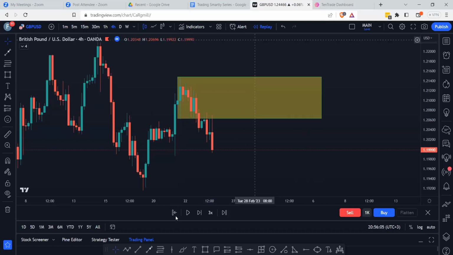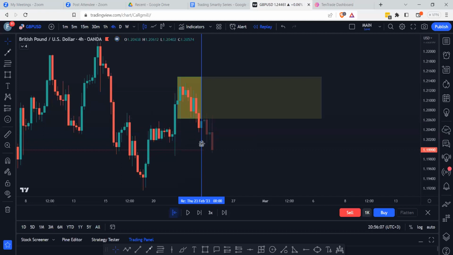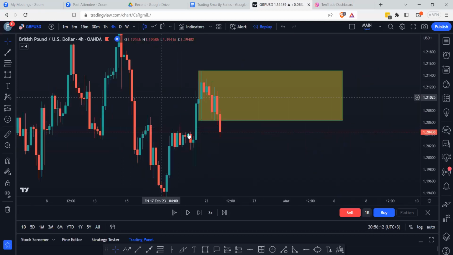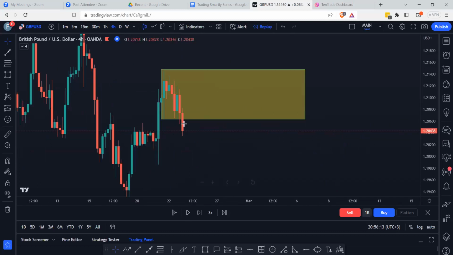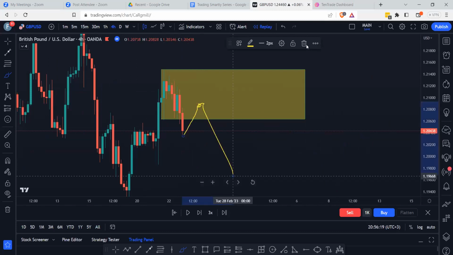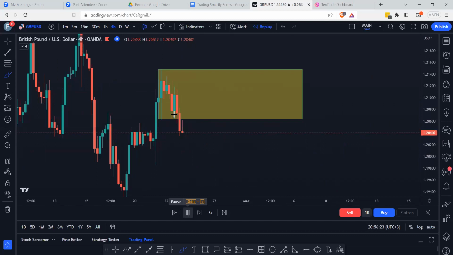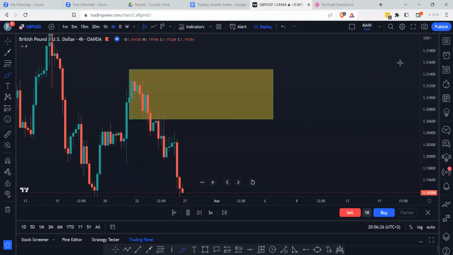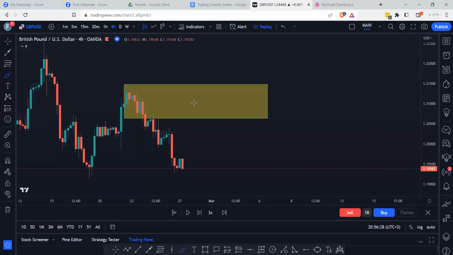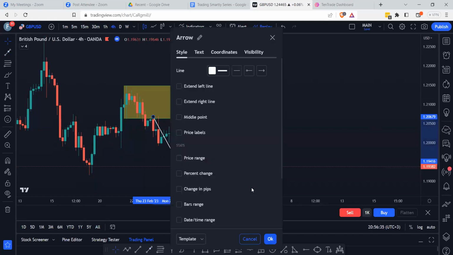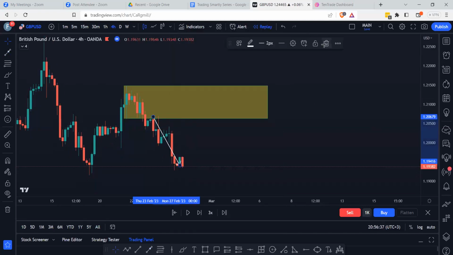And then what can we say? Price broke out of this zone, like so. So if we see a retracement, if price comes back into this zone, you're willing to sell, right? If you play this forward, what did price do? Price came into this zone, and then what did we see? You can see price dropping from here.